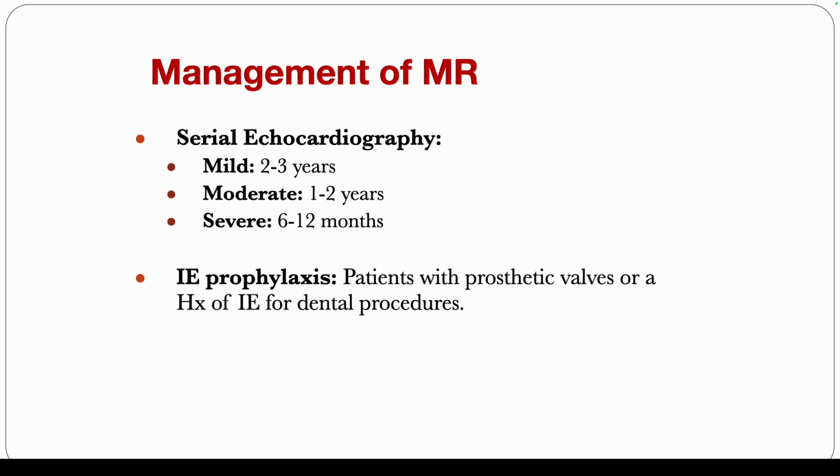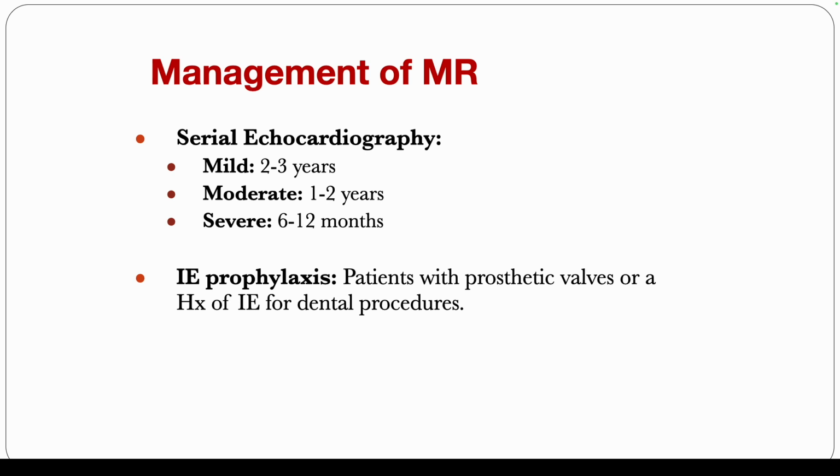Infective endocarditis prophylaxis. You see, MR is a high-risk lesion for infective endocarditis. MS and ASD are low-risk lesions for infective endocarditis in the native valve. If you have a prosthetic valve, the chances of having endocarditis are more. So in mitral regurgitation, even with a native valve, the chances of endocarditis are more.